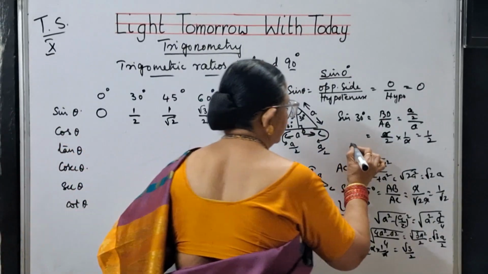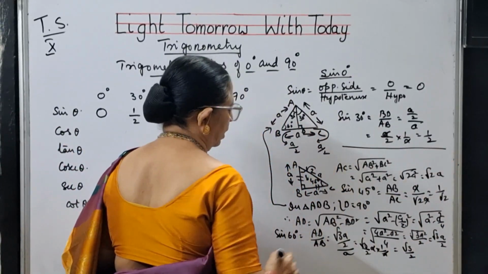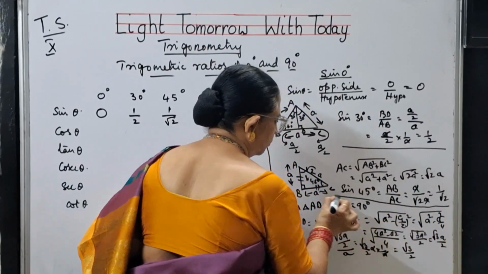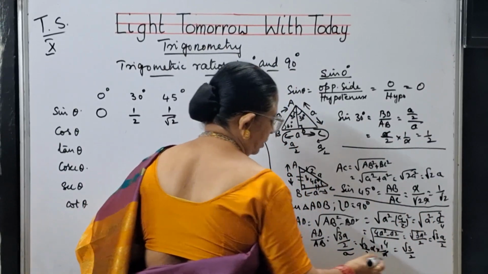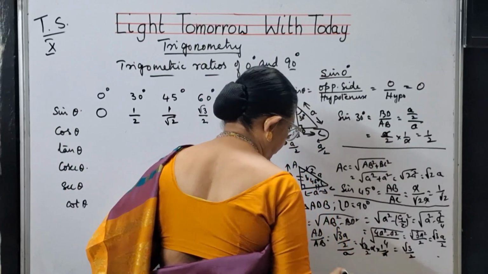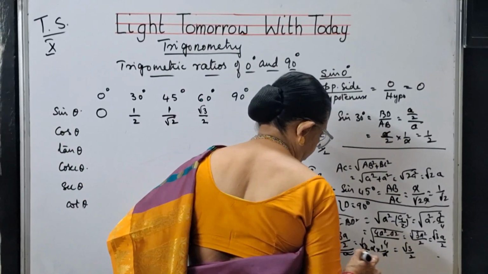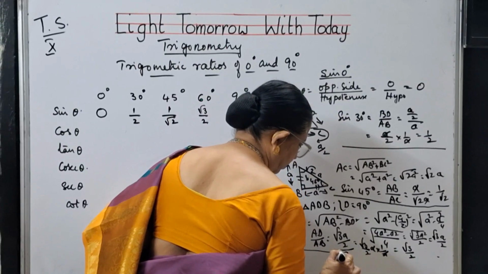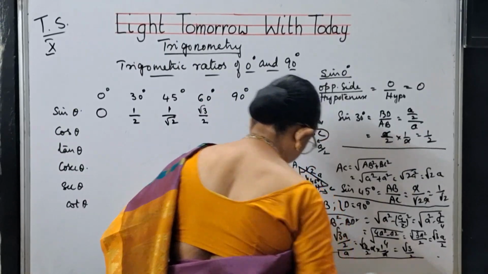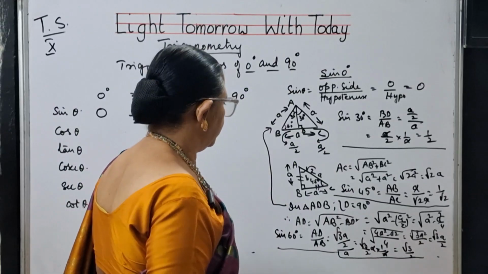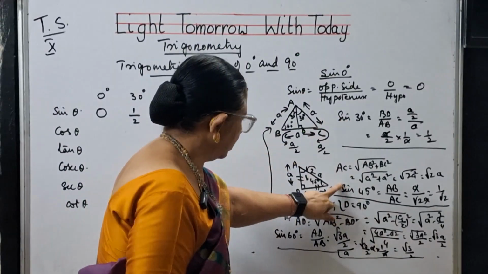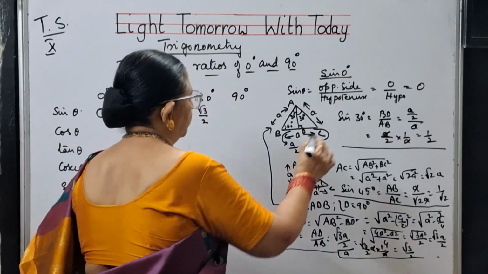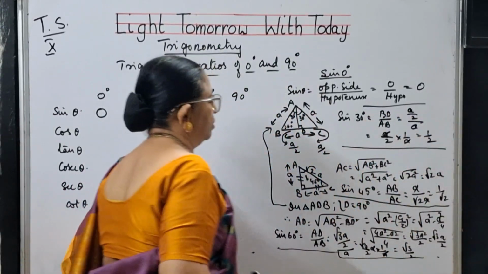This is the sine 30 value and this is the sine 45 value, and this whole thing will come for sine 60. This is the sine 60 value. So sine 30, sine 45, sine 60. Sine 0 also, I have written it here, sine 0 is here.